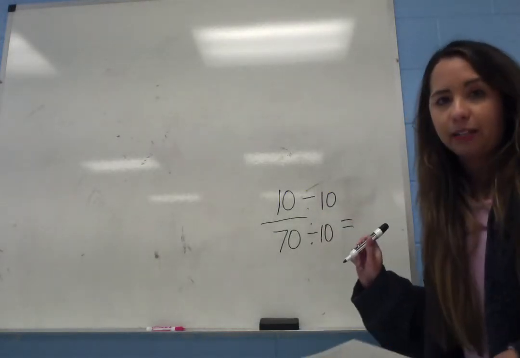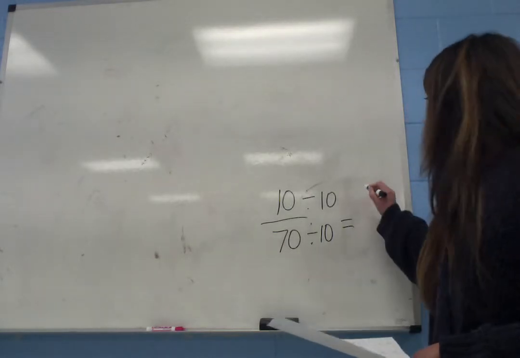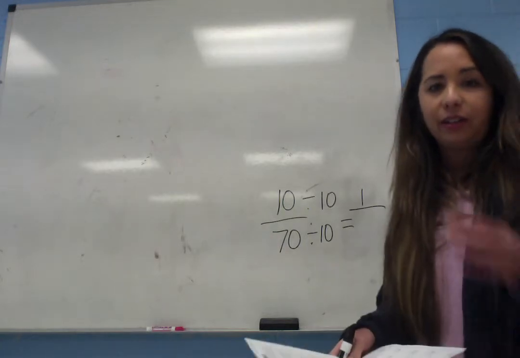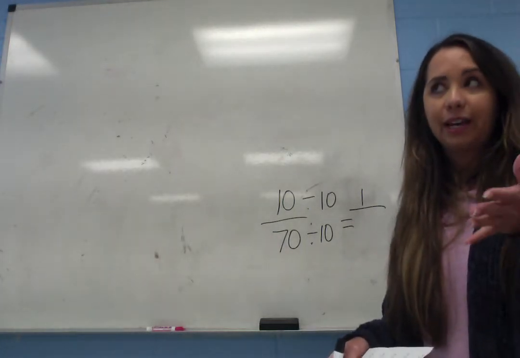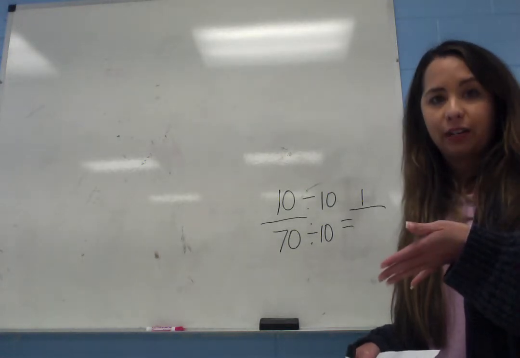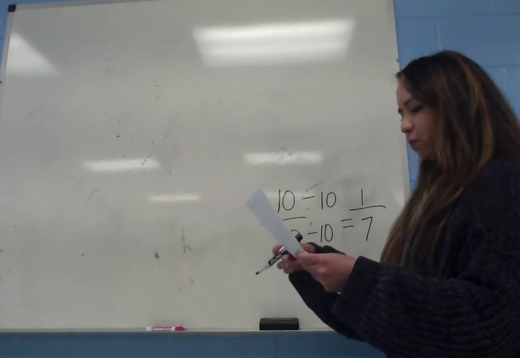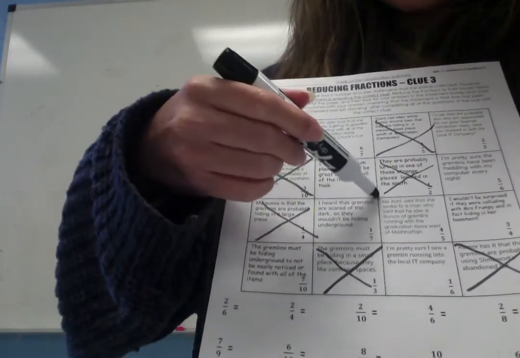What's 10 divided by 10? Any number divided by the same number is 1. And 70 divided by 10 is what? You can think 10 times what equals 70? 7, right. So I would find 1/7 on my paper, and it's right here.